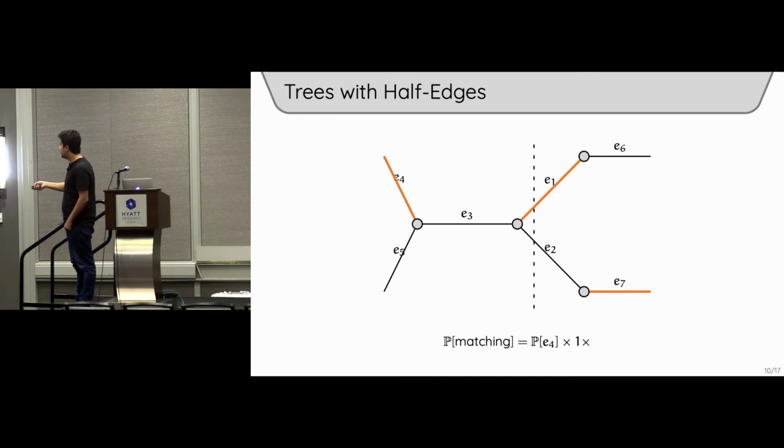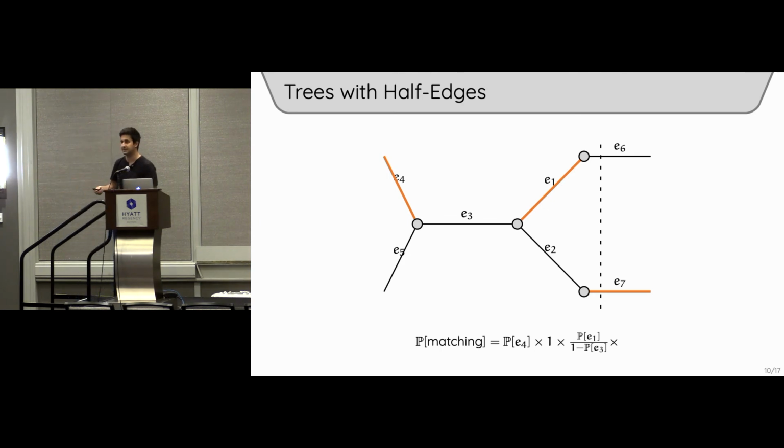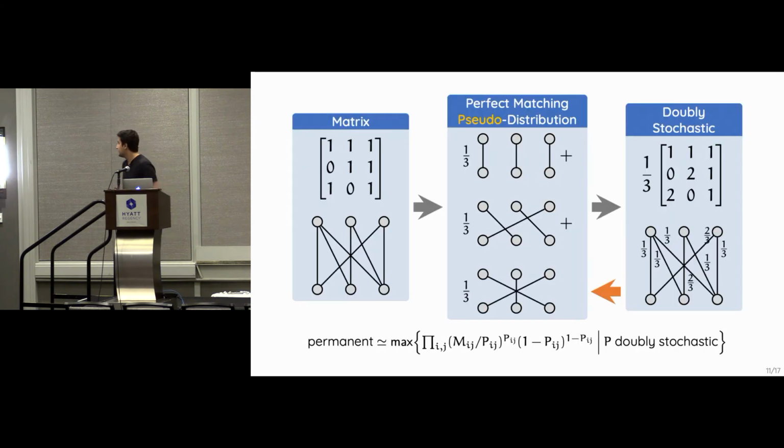Okay? Now, given that E3 is not in my perfect matching, what's the probability that E1 is in my perfect matching? It's just the probability of E1 divided by the probability of E1 plus probability of E2. Okay? I had two choices, E1 or E2. I just divide that. Now, the thing on the denominator is just 1 minus the probability of E3. So that's where this division by the complement of the marginals comes in. Okay? So if you just follow this, you get exactly the formula that I got, except for the half edges you don't divide.